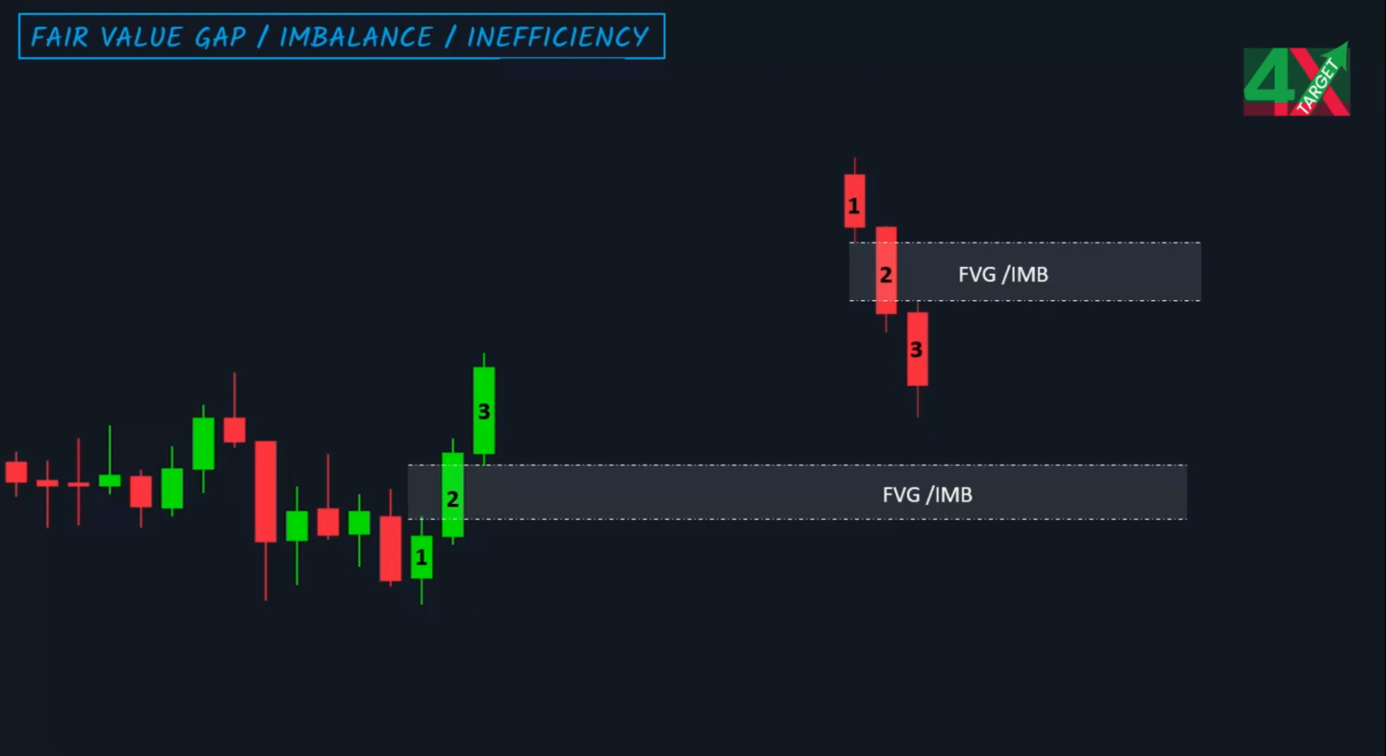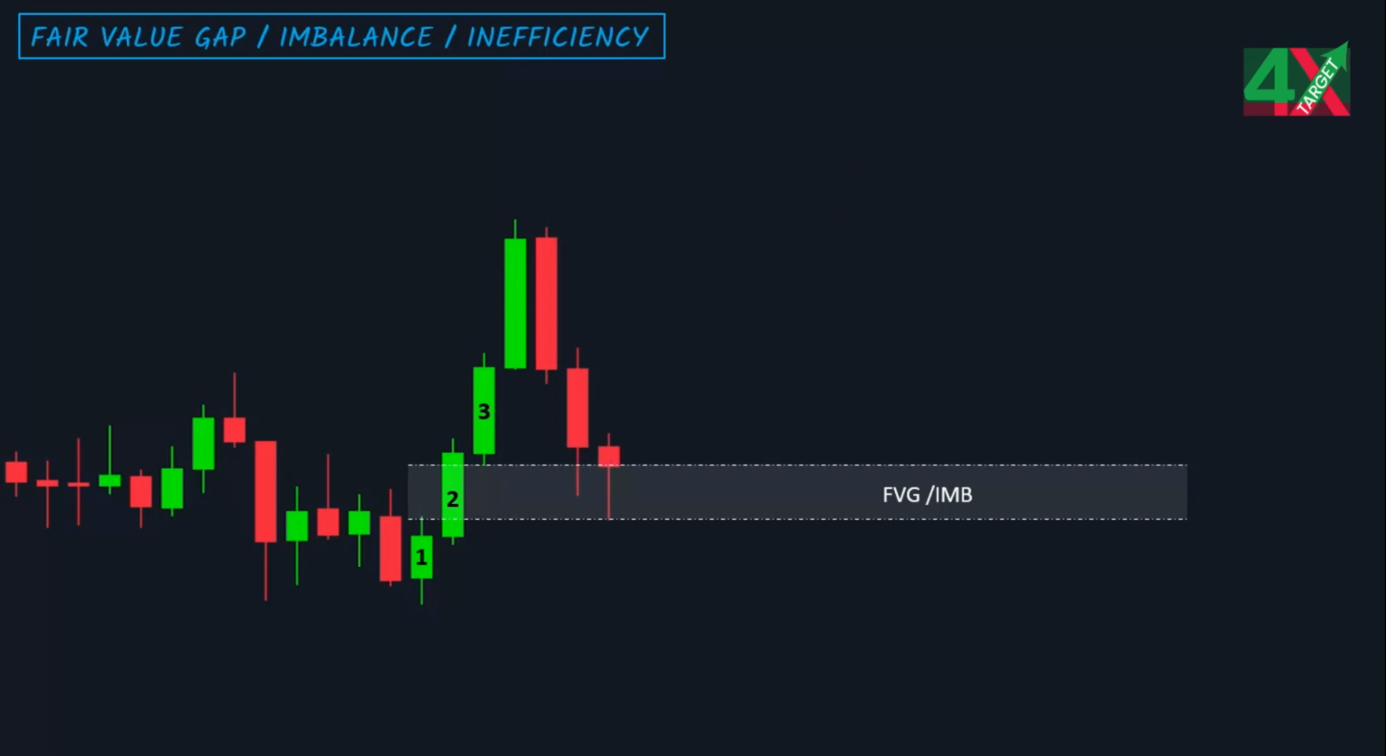This gap represents inefficiency, an area where price moved too fast and skipped fair value trading between buyers and sellers. That's why we call it an imbalance. There weren't enough sellers to match all the buy orders, or vice versa. And since the market always seeks balance, price often returns later to fill that gap, completing unfinished business before continuing its move.